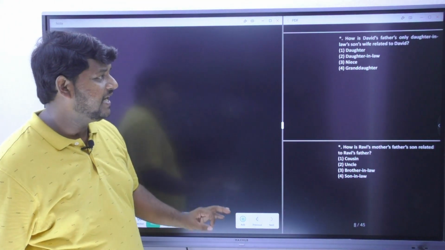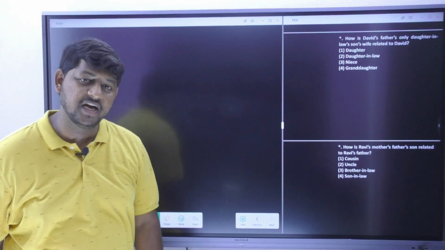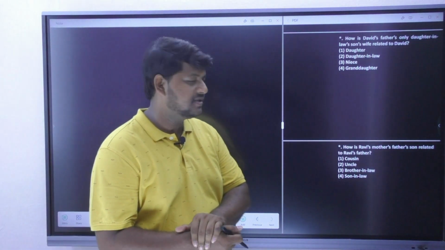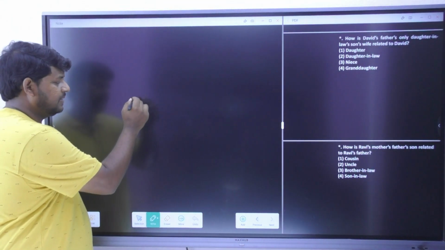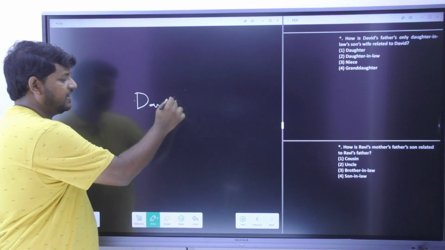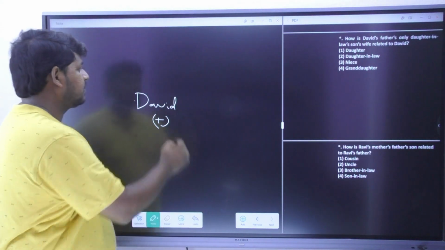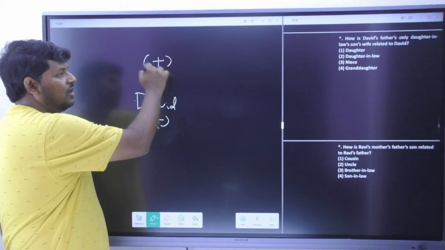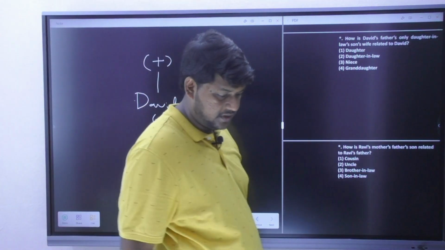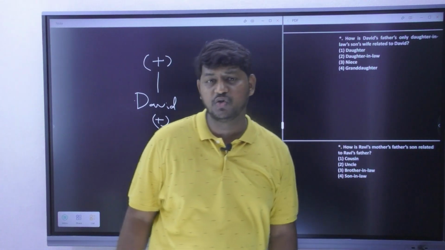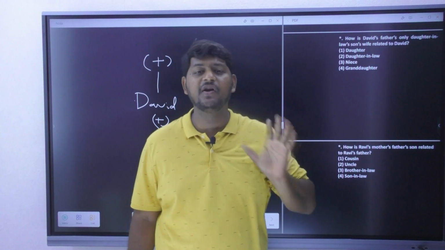How is David's father's only daughter-in-law's son's wife related to David? Yes, again it is a very complicated one, but don't worry. Let's observe here. David, I'm just going to write David. Can I confirm the gender of David as male? Yes. David's father's only daughter-in-law. Now observe, David is going to have how many daughters-in-law? 2, 3 daughters-in-law? Is it possible? No. Why? It is mentioning only daughter-in-law.